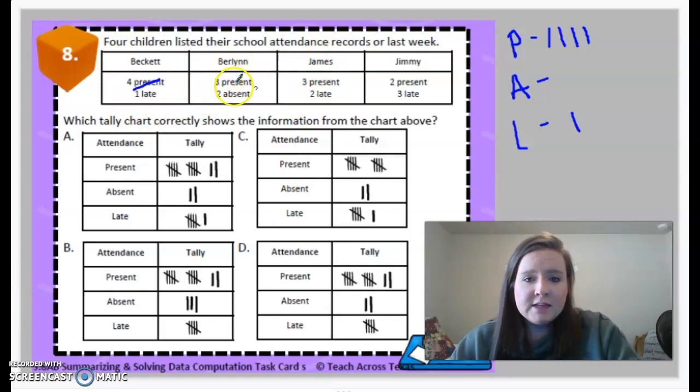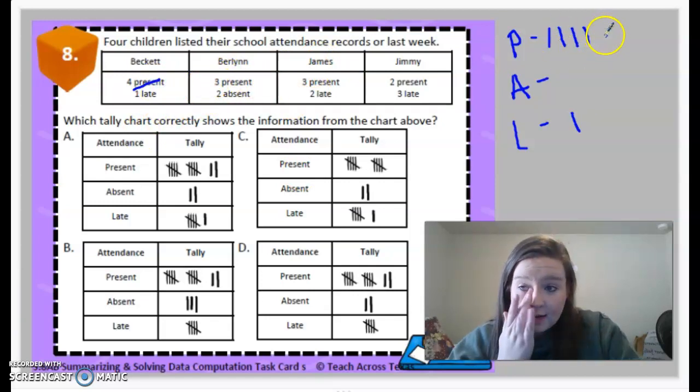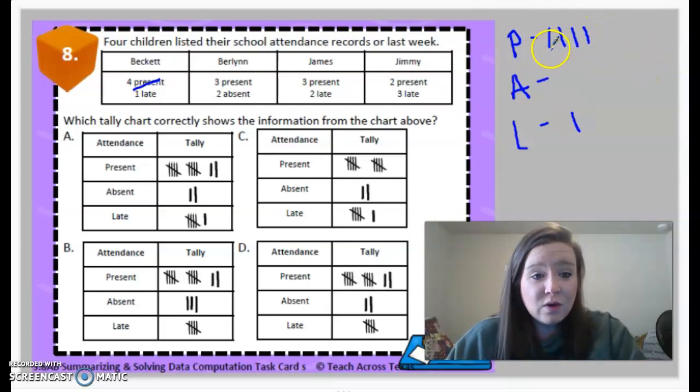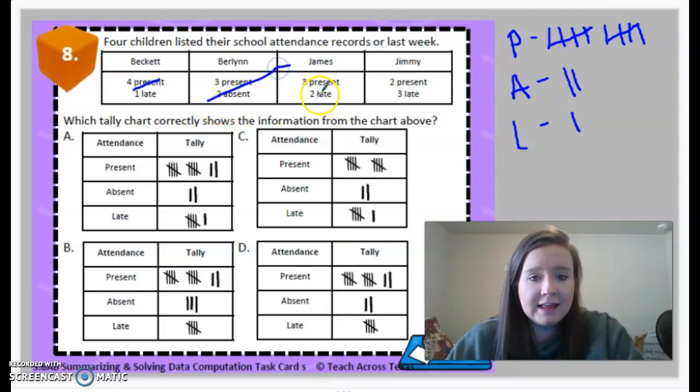Berlin was present 3 times, and the reason I'm going to make this into groups of 5 is because that's how we group tallies. Okay, so 3 when this is already 4, so I'm going to do 1, 2, 3, and then was absent 2 days. James was present 3 days, 1, 2, 3, and late 2 days, 1, 2. Jimmy was present 2 days and late 3 days, 1, 2, 3.